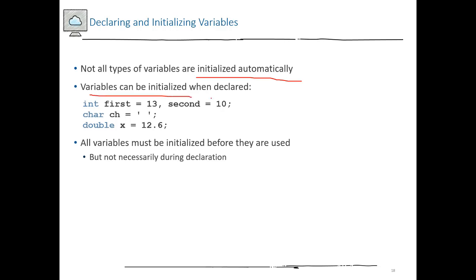Variables can be initialized when declared. So you can say integer first equal to 13. We've been seeing that, and second equal to 10. What it means is that you're declaring the variable and assigning the value right there and then, from inside the program. So these are the examples of that.